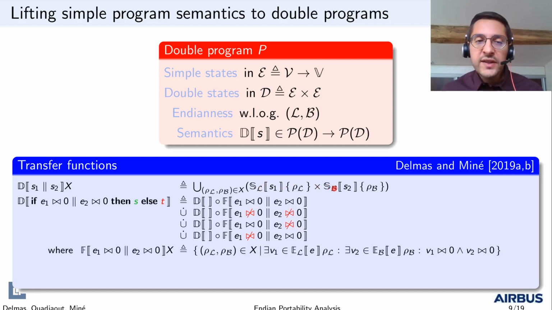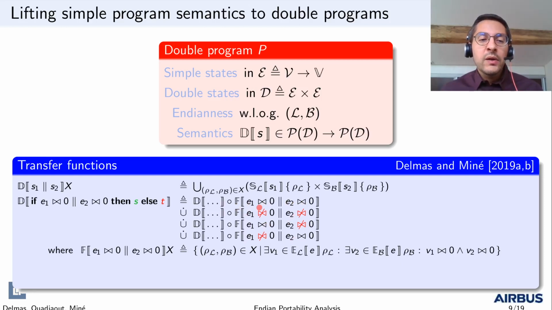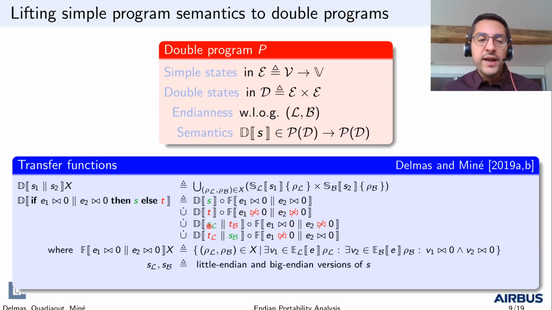The case of test is a bit more involved. It uses the F filter here to distinguish between cases where both program versions agree on the value of the controlling expression or disagree. These cases are stable tests and they are standard. These cases are unstable tests. Here, we compose the Little Endian version of the then branch filtered by the condition with the Big Endian version of the else branch filtered by the negation of the condition. And that is the dual case.